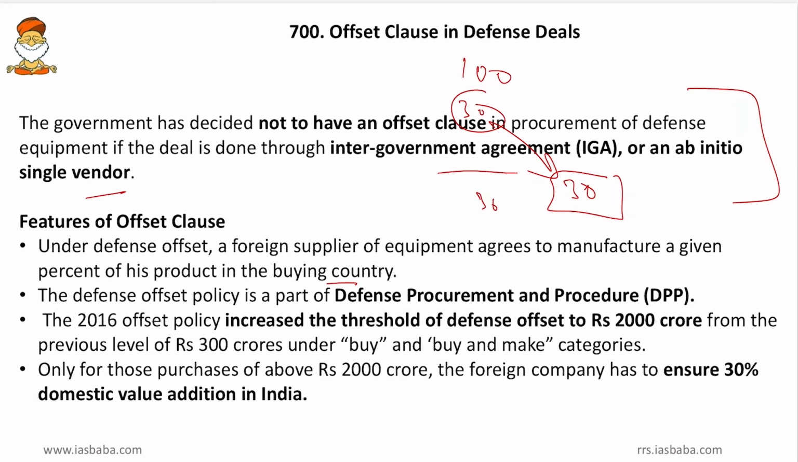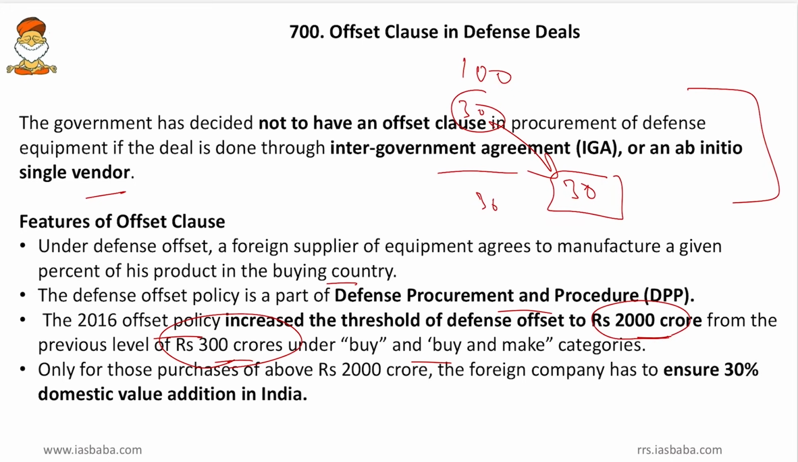Then the defense offset policy is a part of the defense procurement procedure, the DPP. Friends, the 2016 offset policy increased the threshold for defense offset to 2000 crore from the previous level of rupees 300 crores under the buy and make categories. Earlier the offset clause was for those deals worth above 300 crores, but now it is for those deals which are worth above 2000 crores.